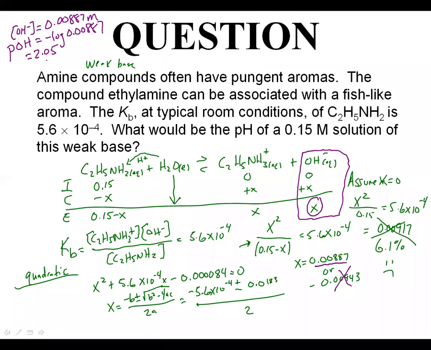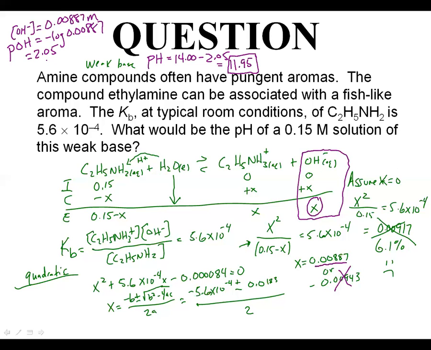Then our pH would be 14 minus our pOH. And that should get us a pH of 11.95, which again makes sense because this is a base. 11.95 is a basic pH.